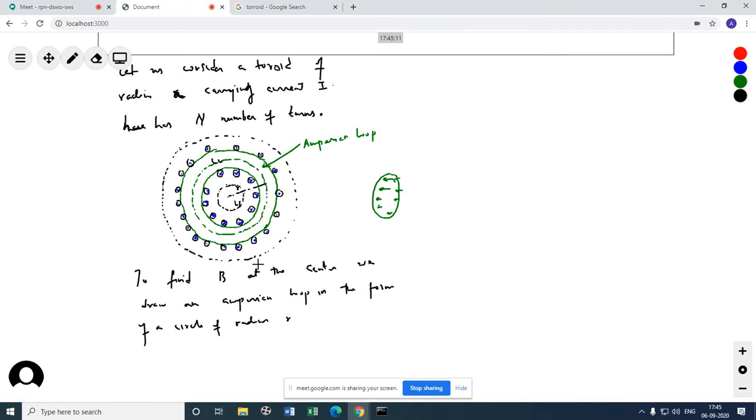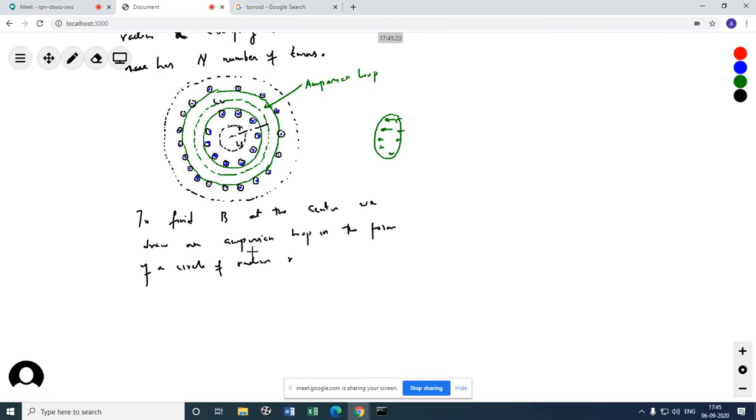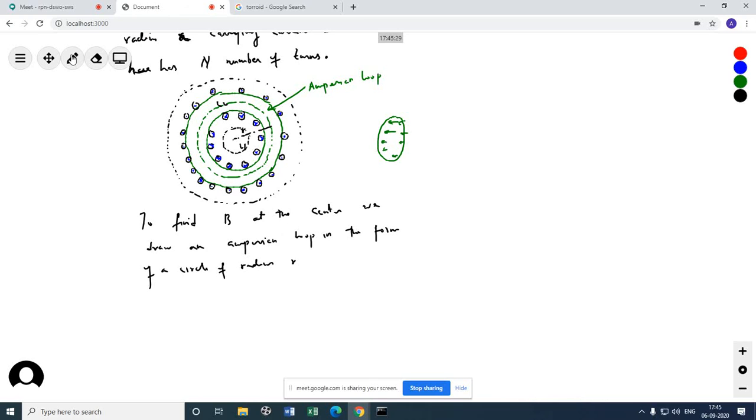Clear? Yes, sir. So now, what are you going to do now? So let us find B at the center, we draw an Amperian loop in the form of a circle of radius r in 3 regions, as shown.